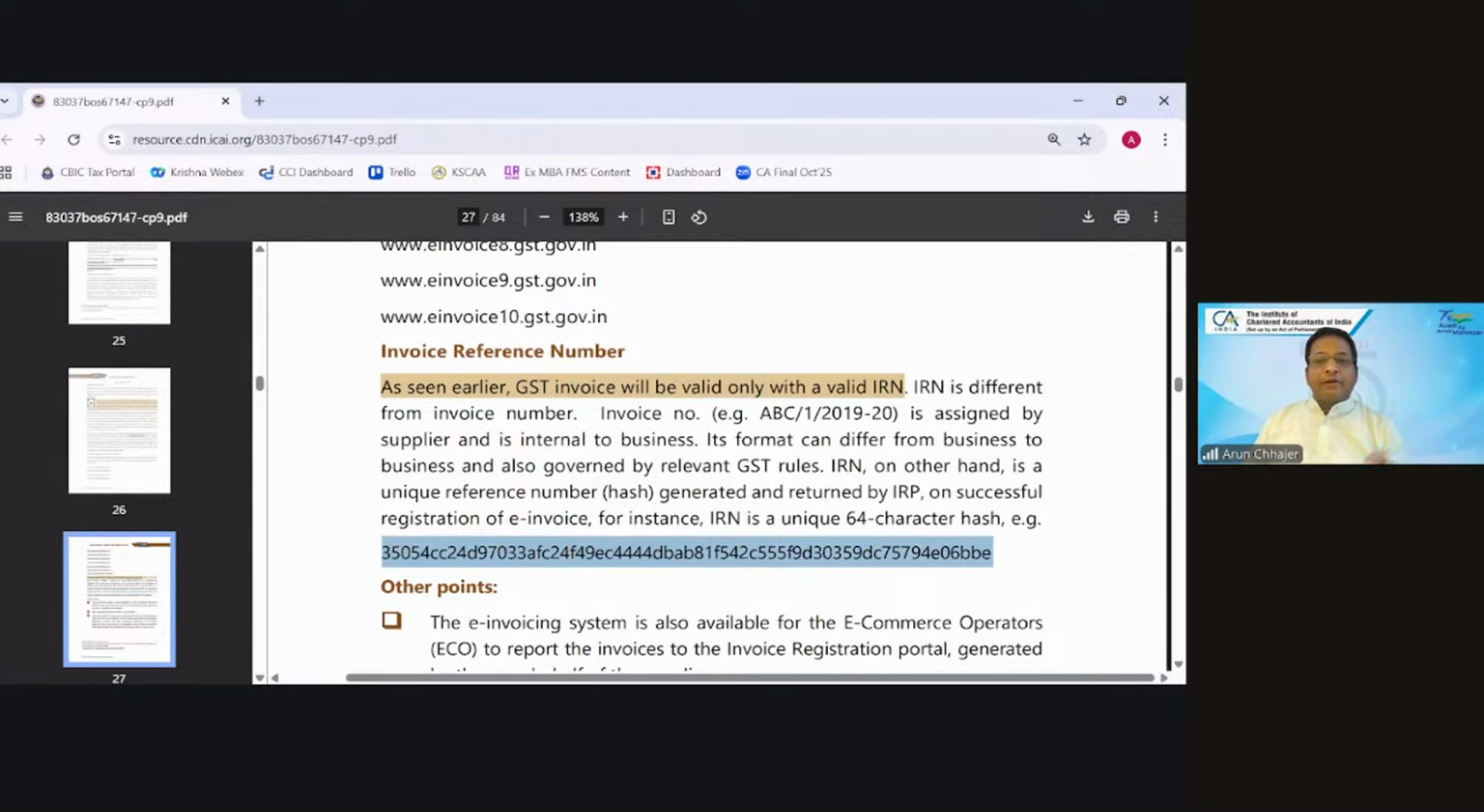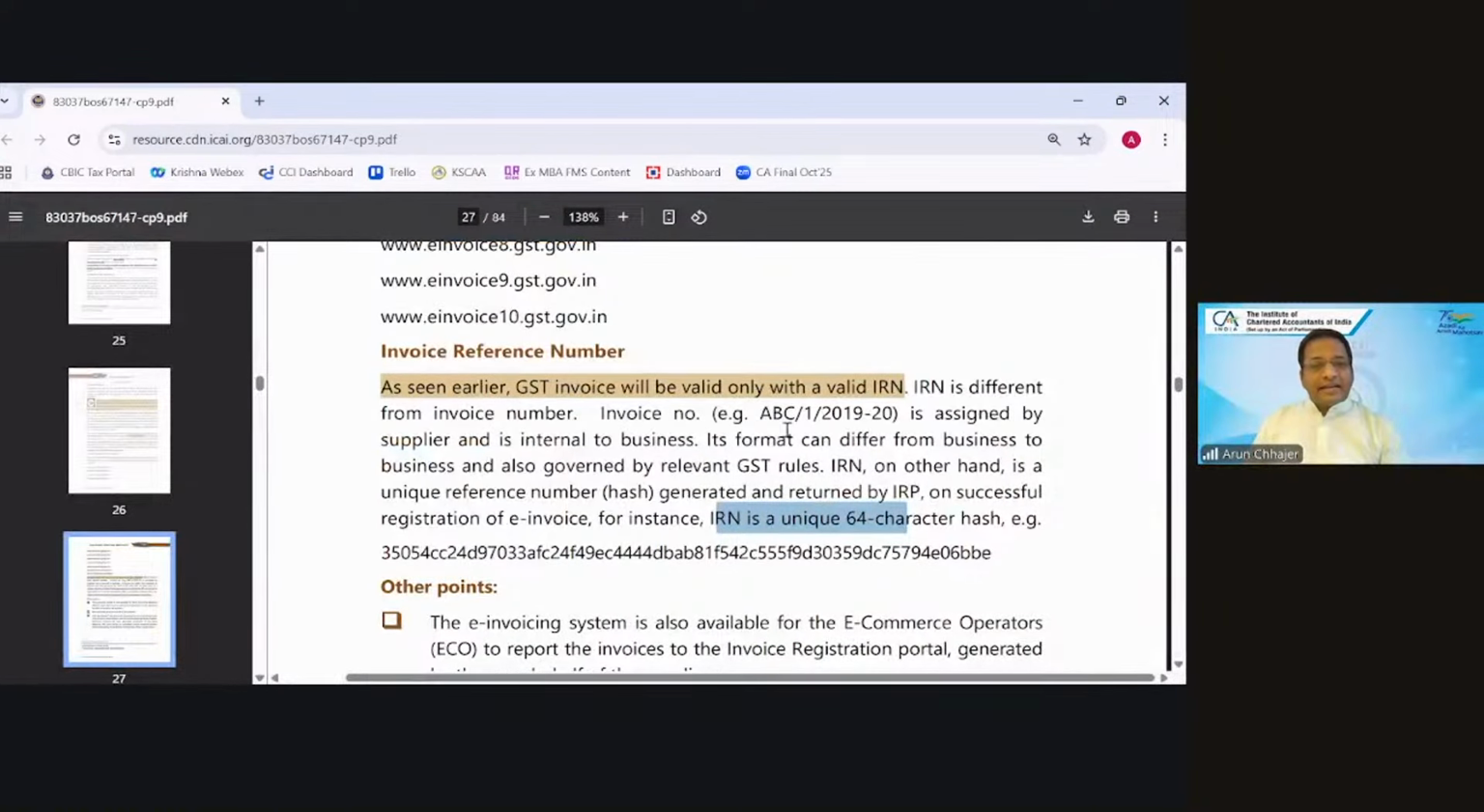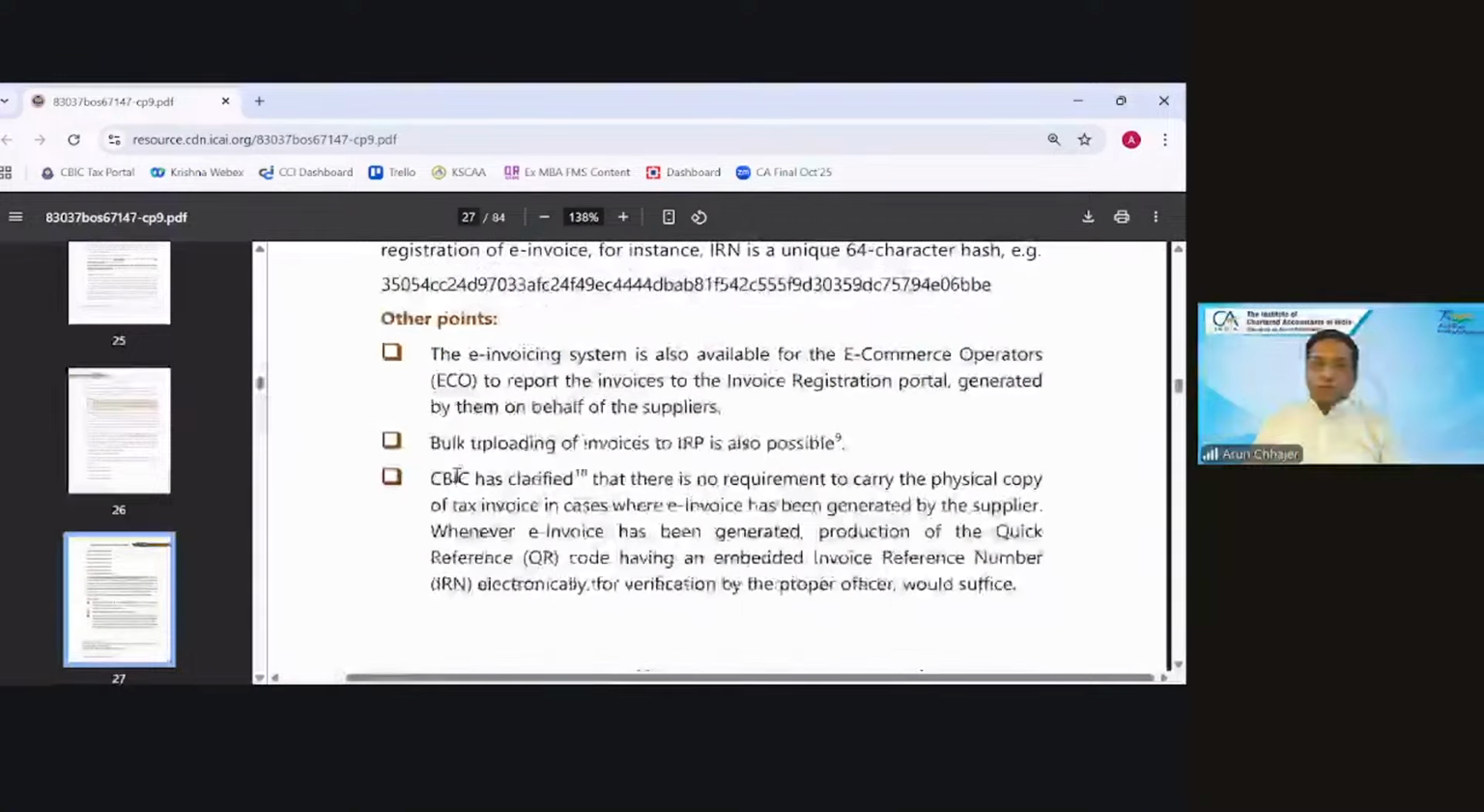This is an example of IRN. Oh my God, we are not able to understand. IRN is a unique 64 character. IRN is the 64 characters which contain the tax invoice number. Some have multiple characters and it will be uniquely generated. It is also called a hash. Generated and written by the IRP on successful registration of e-invoicing.